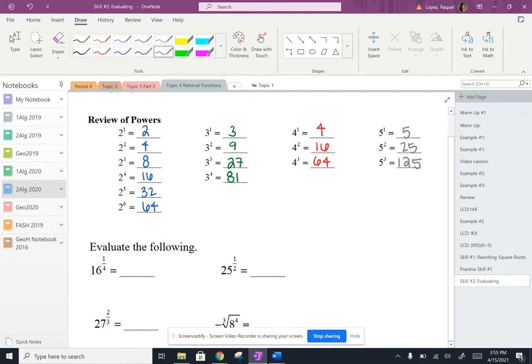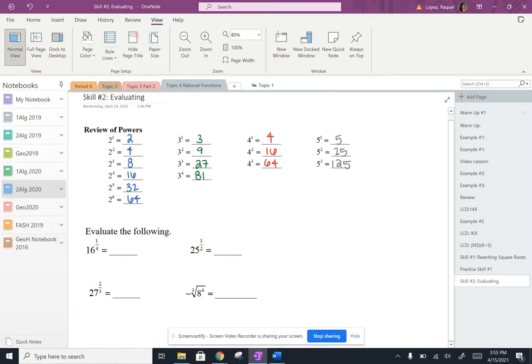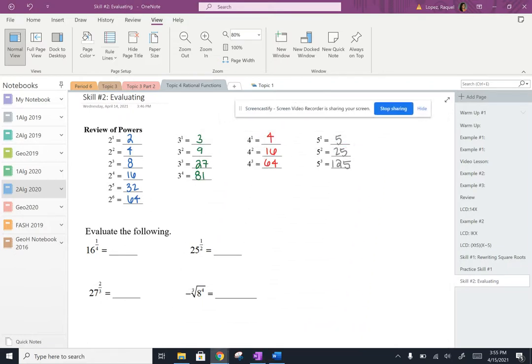Okay, so having this list will come in handy. You don't have to have it memorized, but you can always write it out on your own when we start evaluating things that look like this. Because looking at that, it looks a little tricky to evaluate if you don't immediately have a calculator on hand.